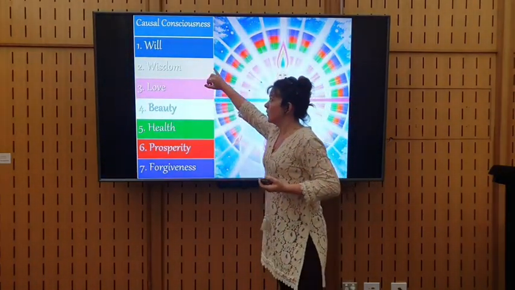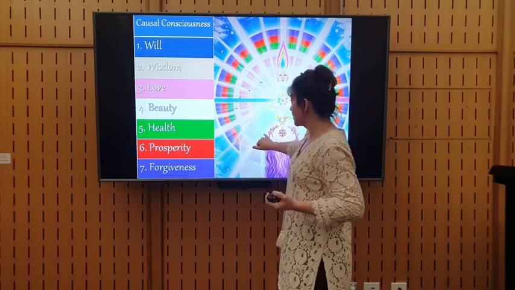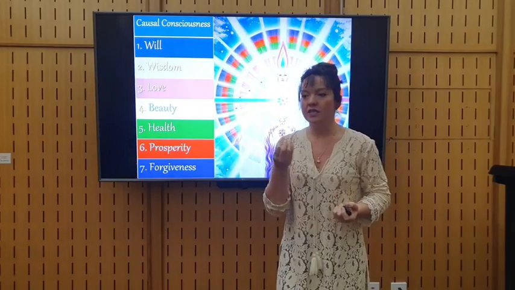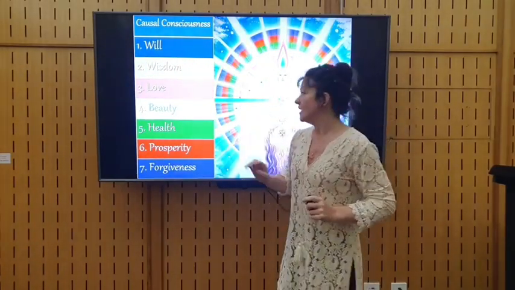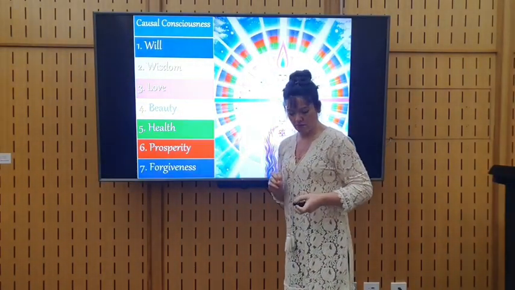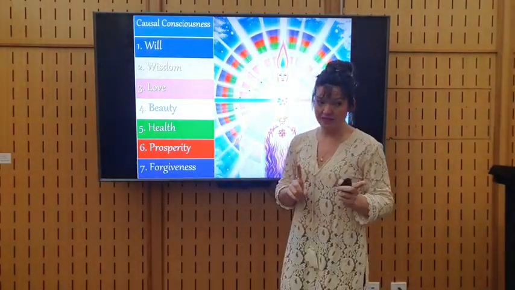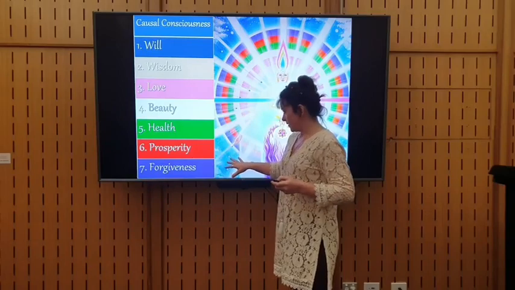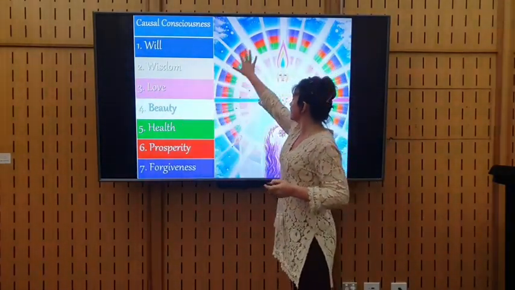Will, wisdom, love, beauty, health, prosperity. Do you need money? Okay, you know that it's not related to your job or to the government role. It's related to your inner self. But there is a but here. And let's finish the last one. Forgiveness is also there in the seventh sphere, the violet.